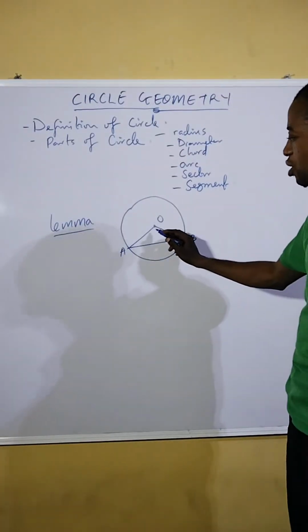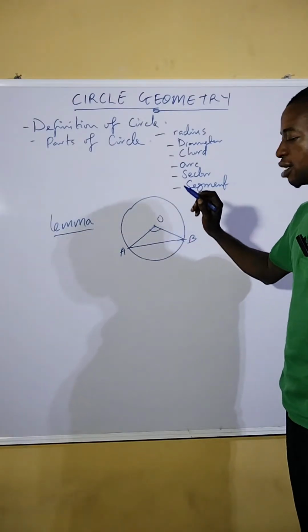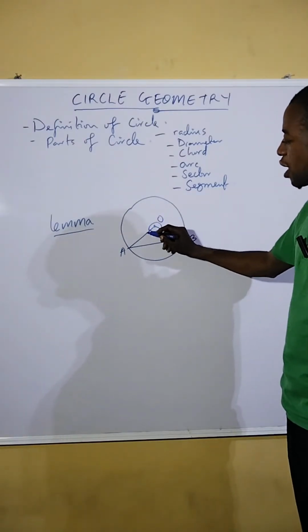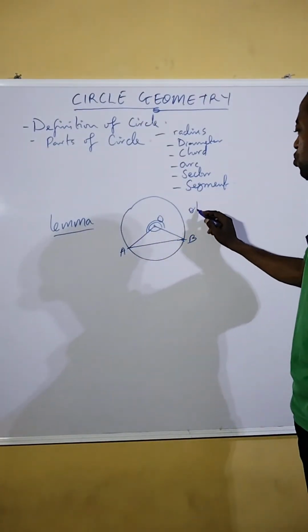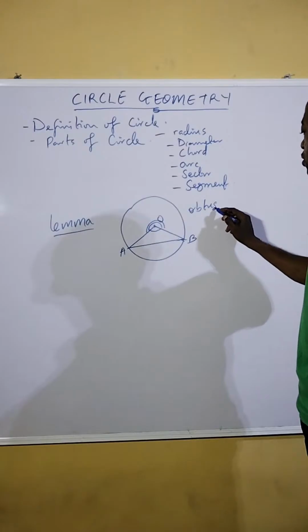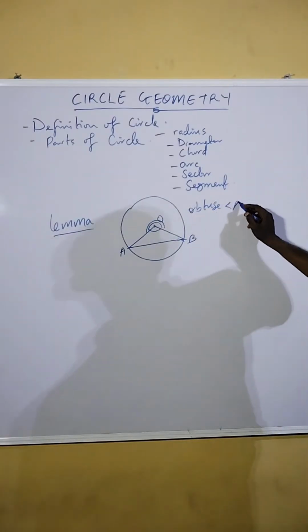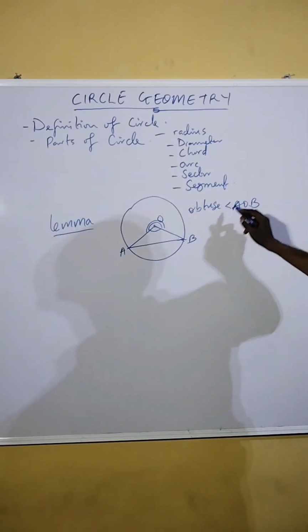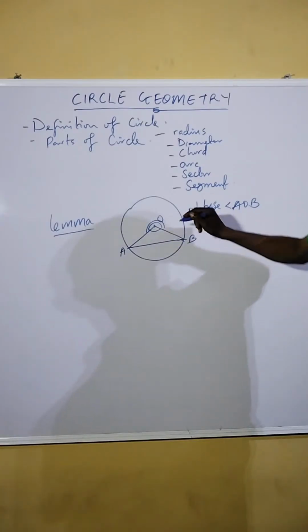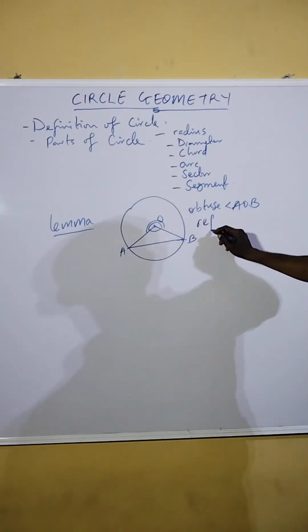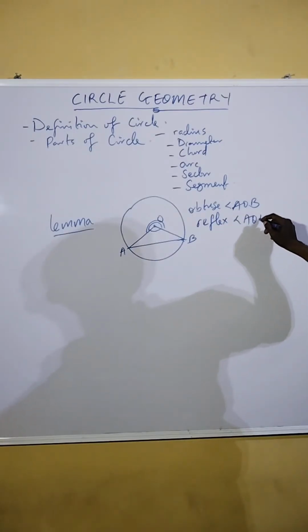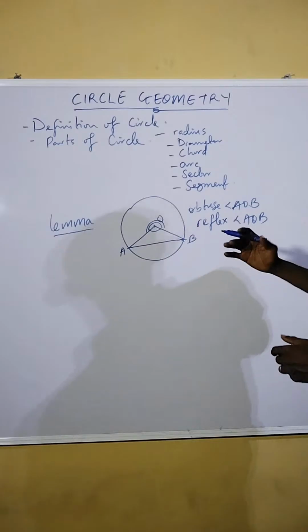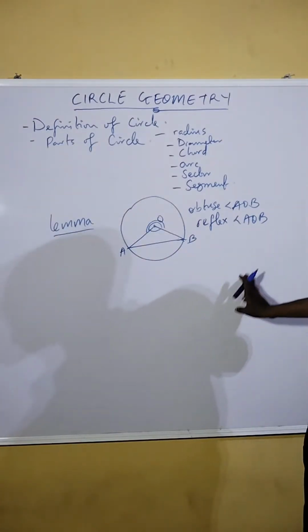And there are two angles there. We have one inside and the angle outside. The one inside is an obtuse angle, so we have obtuse angle AOB. And also we have the one outside, that's reflex angle AOB. So this is very important.